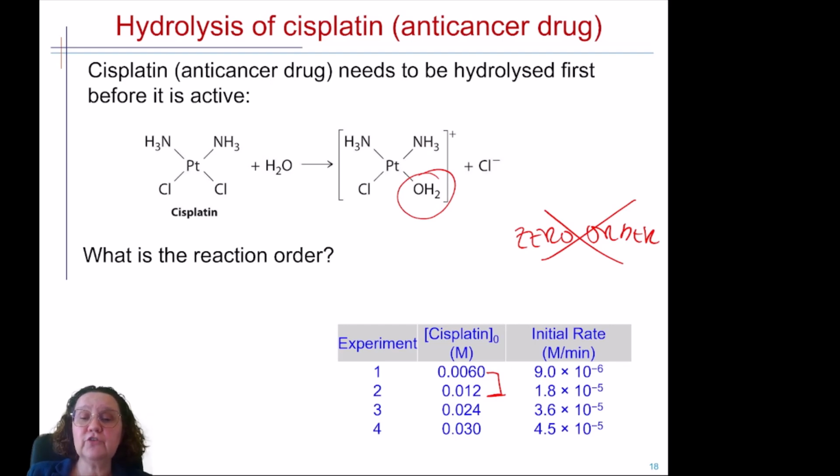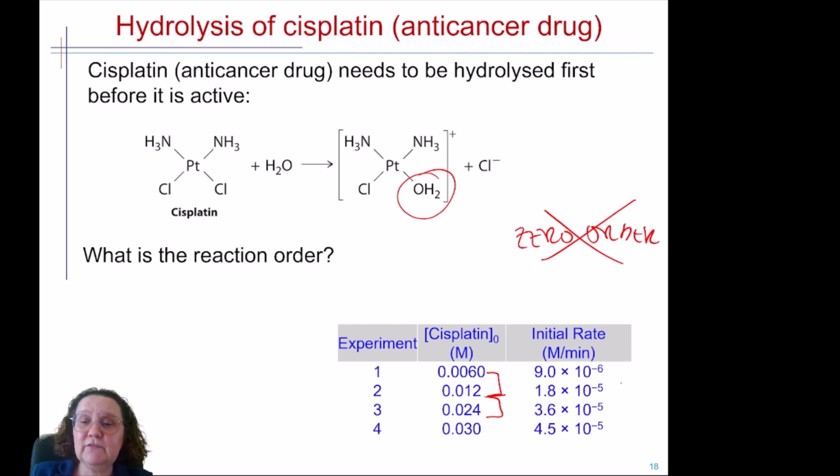The concentration of cisplatin in the third experiment is double that of the second experiment. It doesn't work for the fourth one, but the first 3 already helped me. So the concentration of cisplatin in the first, second, and third experiment, the researchers have doubled it. What has happened to the reaction rate? Well, hopefully you can see.